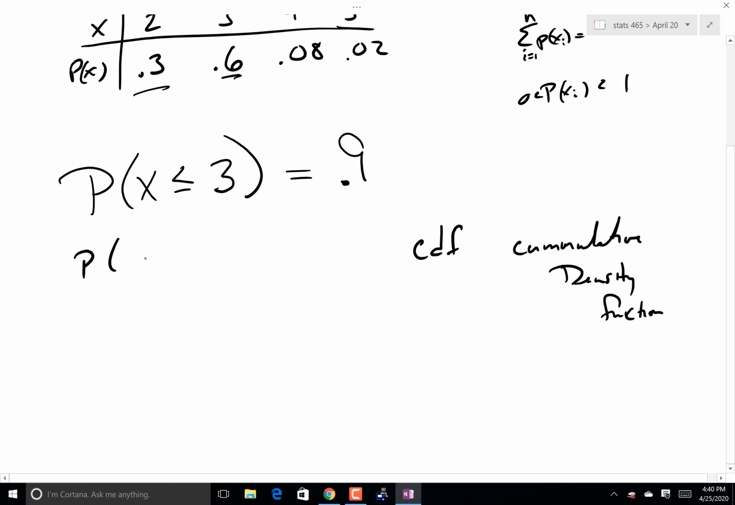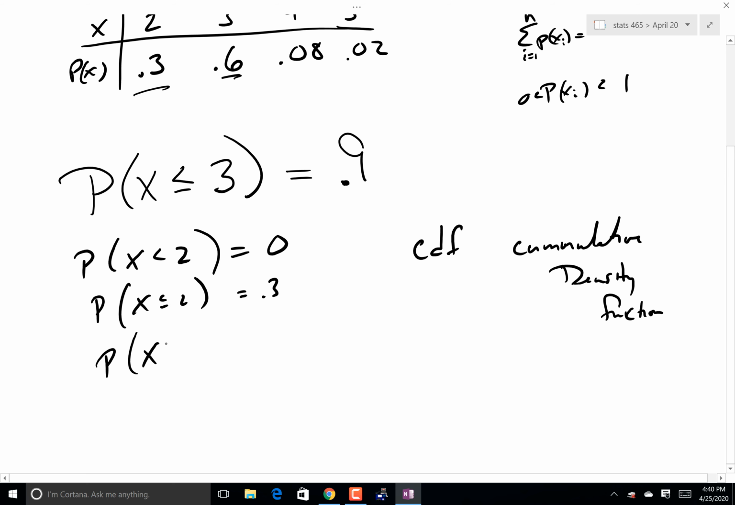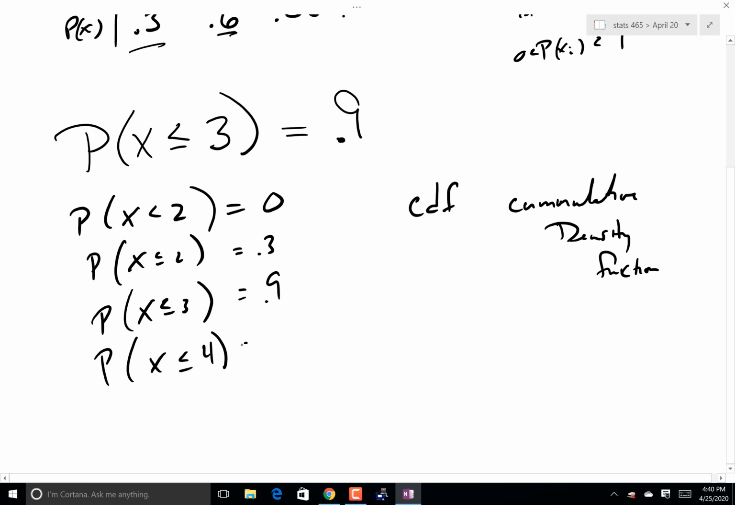So the probability that x is less than 2 and the one above is 0. There is none less than that. Probability that x is less than or equal to 2, of course, 30%. Probability that x is less than or equal to 3, 90%. Probability that x is less than or equal to 4, 98%. And the probability that x is less than or equal to 5, of course, is 100%. Okay? That's what we refer to as a CDF. Now, that's a discrete CDF.